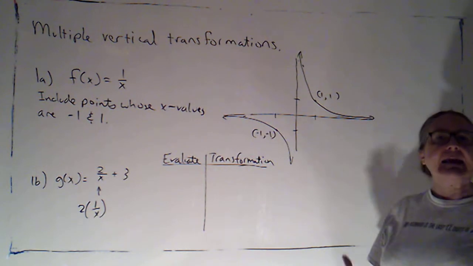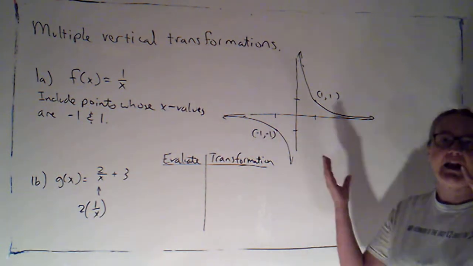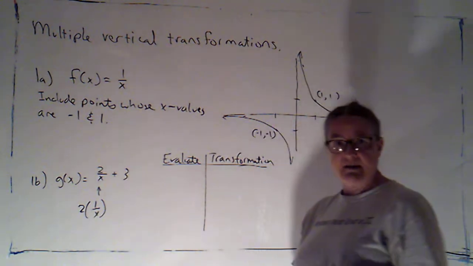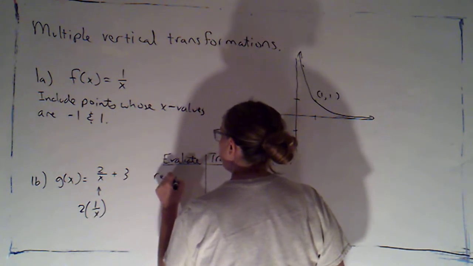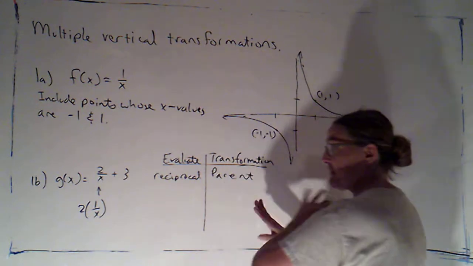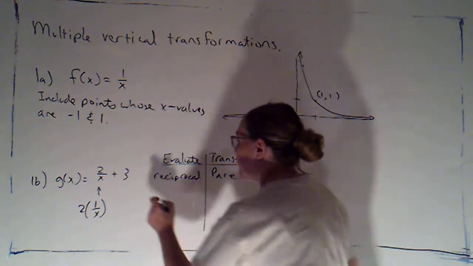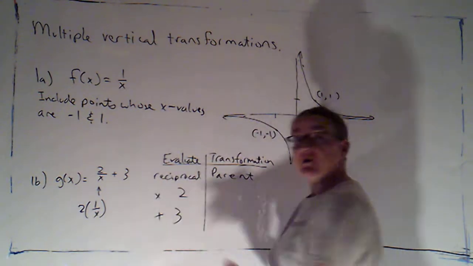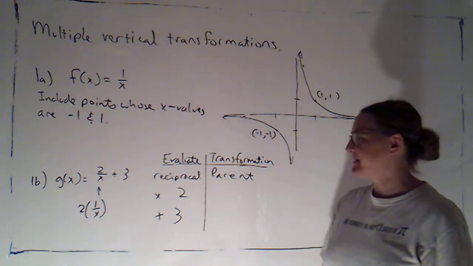So if I were plugging in a number for x, let's just say I was going to plug in 5. Well, the first thing I'd have to do is take the reciprocal of 5. That's my parent function. So that's the very first thing I do. And then, after that, I would multiply by 2. And then I would add 3. That's just order of operations. We do multiplication before we add and subtract.